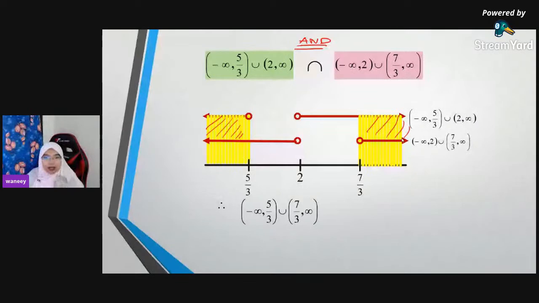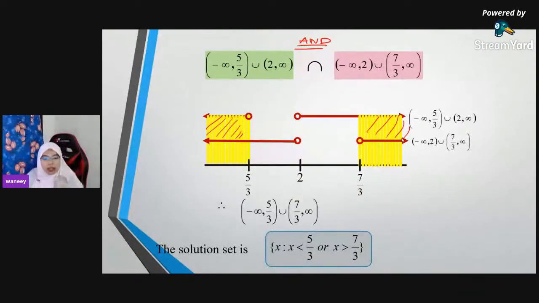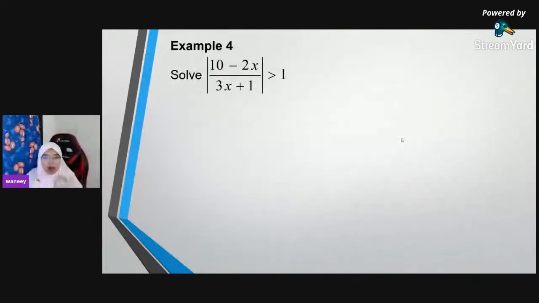Okay, next. So this is actually in solution set. So you can easily write down as x such that x less than 5 over 3 or x greater than 7 over 3. Okay, so now we have example 4, solve the absolute value of 10 minus 2x over 3x plus 1 greater than 1.